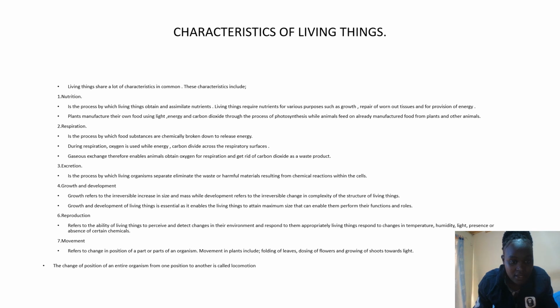Then the next is movement. Movement refers to the change in position of a part or parts of an organism. Movements can be of different types. For example, in plants, movements include the folding of leaves, the closing of flowers, and also the mechanism of opening and closing of the stomata. It also shows movement in plants.